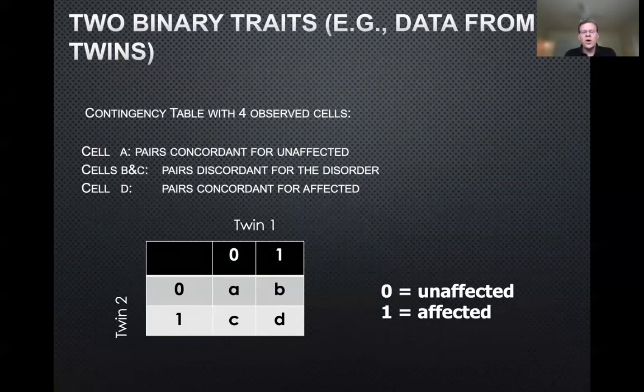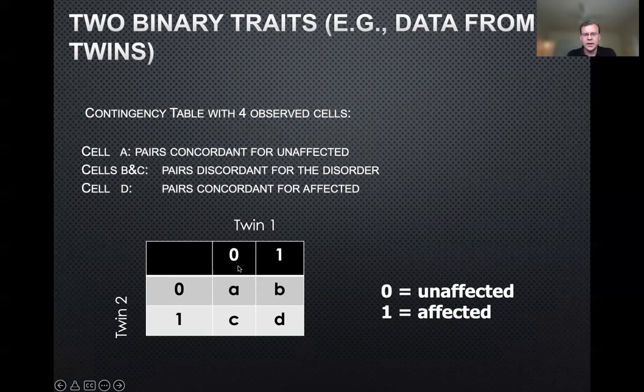So when we're talking about twin models, we're no longer talking about univariate methods. We're immediately jumping into bivariate or multivariate methods. And so we can represent the correlations in terms of a contingency table. We can think of twin one and twin two as being unaffected and affected, or affected and unaffected for twin two. And then we can see that cell A here is the concordant unaffected twin pairs. Cell D is the concordant affected twin pairs. And C and B are the discordant affected unaffected twin pairs.